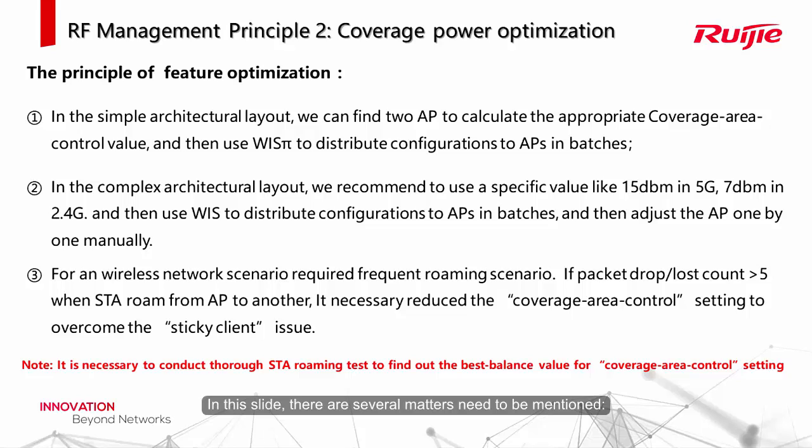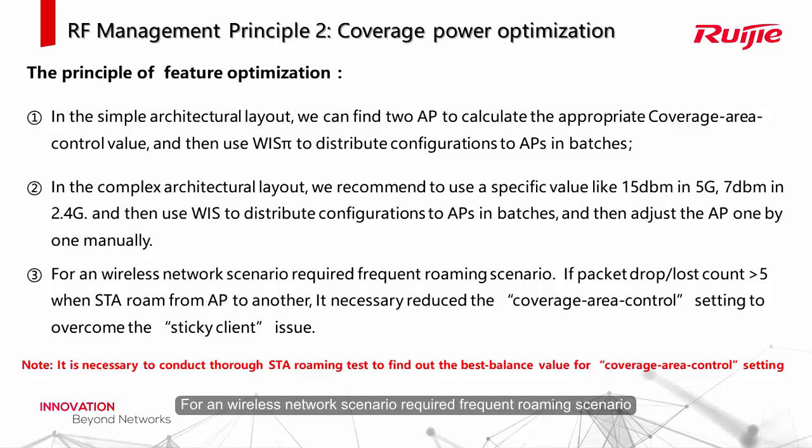In this slide, there are several matters needed to be mentioned. In a simple architectural layout, we can find two APs to calculate the appropriate coverage area control value, and then use WiZ to distribute configurations to APs in batches. In the complex architectural layout, we recommend to use a specific value like 15 dBm in 5G, 7 dBm in 2.4G, and then use WiZ to distribute configurations to APs in batches, and then adjust the AP one by one manually.